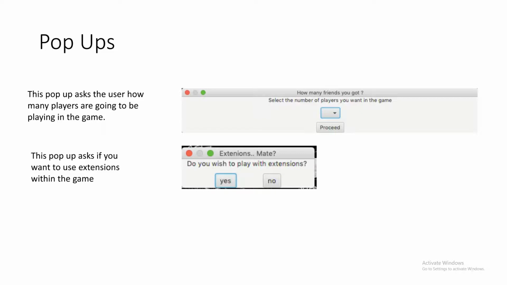For the pop-ups, the first pop-up that you get when you're running the game is how many players are going to be in the game. This is going to include you as the user. So we have it for 4 to 8. And after you select how many players you want to play in the game, it asks if you want to use extensions or not. And if you choose yes, it includes all the extensions. And if you choose no, it's just going to be the base game.